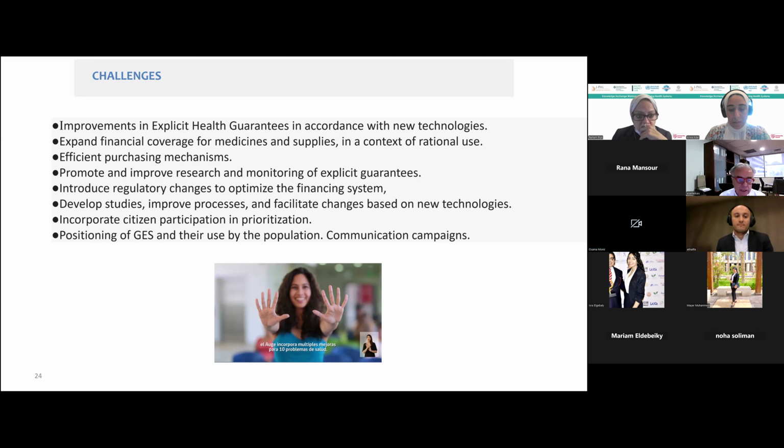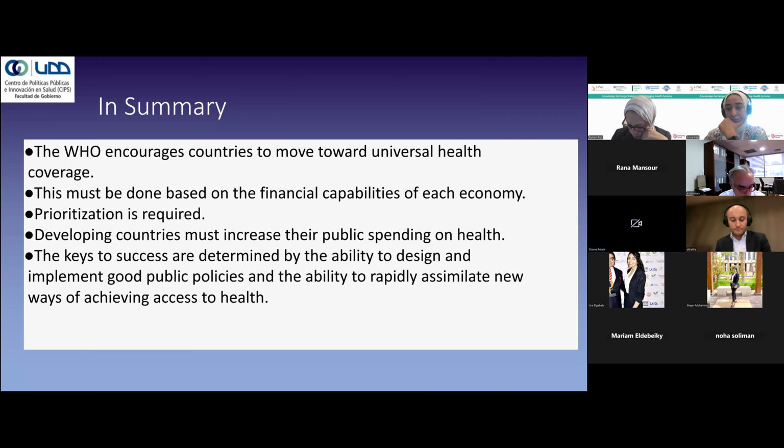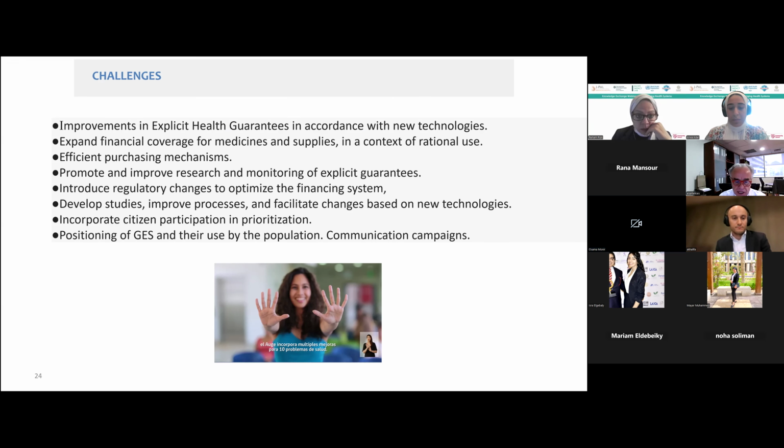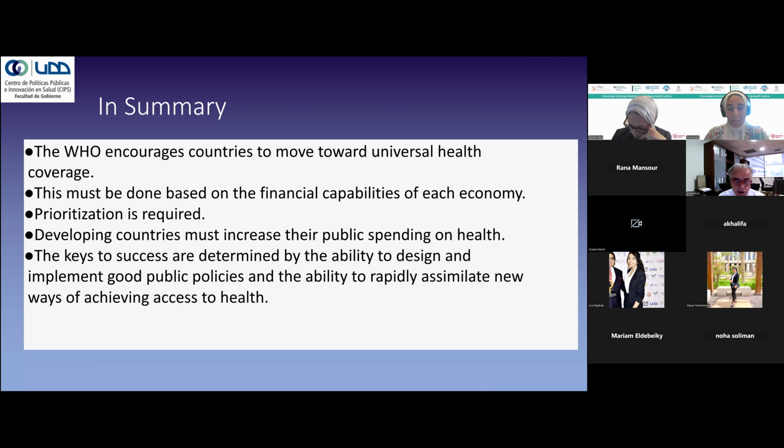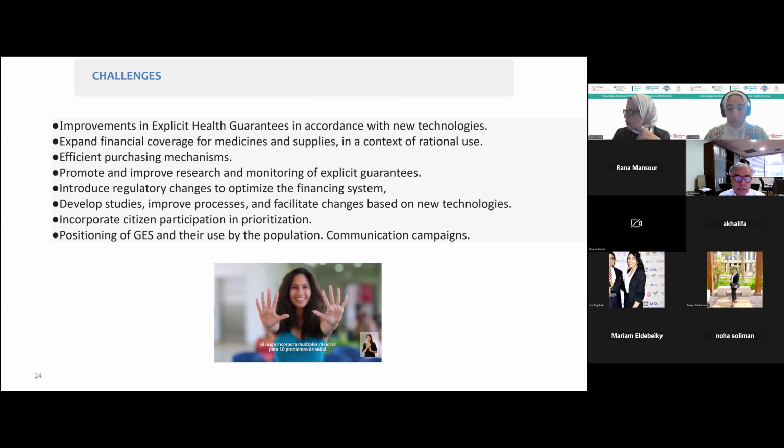And the other issue that is very important for us in the future is to incorporate citizen participation in prioritization. Because at first, this prioritization was done between the authority and the specialists. Today we have developed a very interesting experience. In the case of the other law, the rare disease law, we include citizens in order to establish the prioritization. And maybe in the future, through this kind of experience, we can include citizens to establish the next steps for including other diseases.